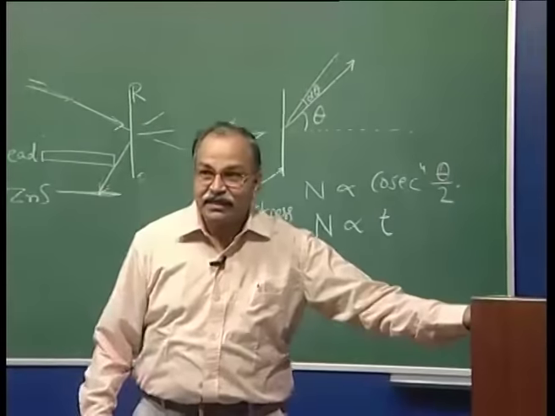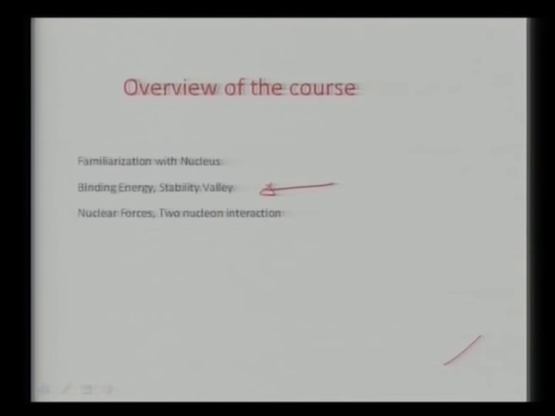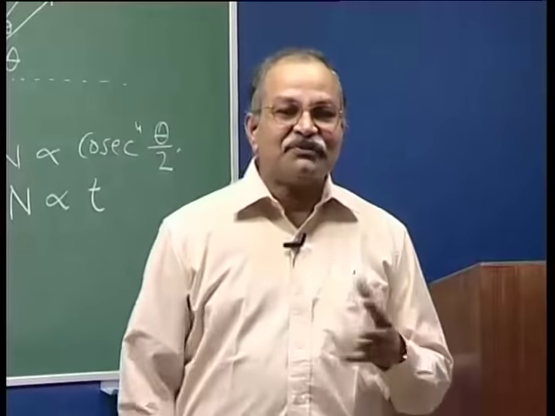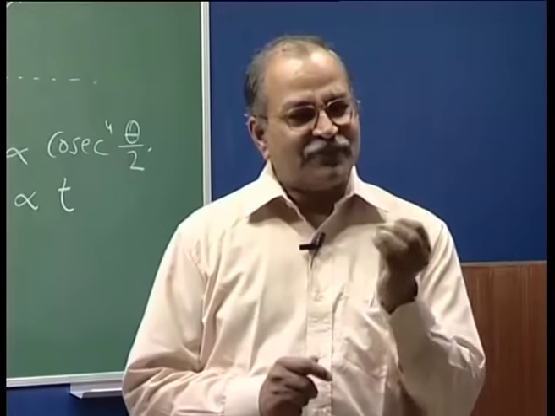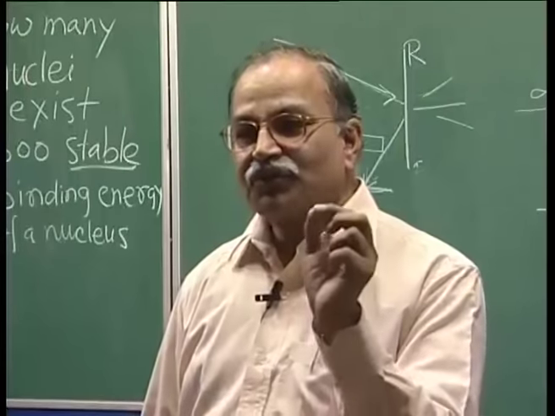Let me come to PowerPoint and let us see what other things I have written for that. So, familiarization and then binding energy and stability valley, what kind of combinations are stable, and then we have nuclear forces, two nucleon interactions, and then we will come to the multinucleon nucleus. When you start studying something, first you start with a simple system. If I am talking of nuclear forces, where do I start? We start with a nucleus, if possible, with just two nucleons, proton and neutron.